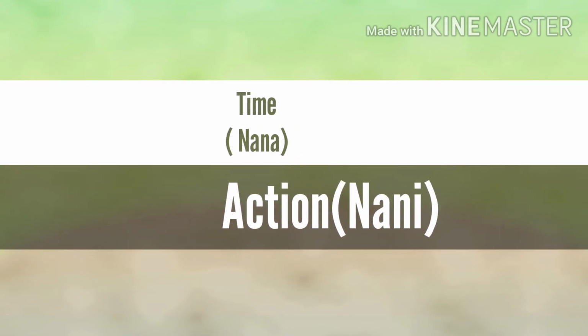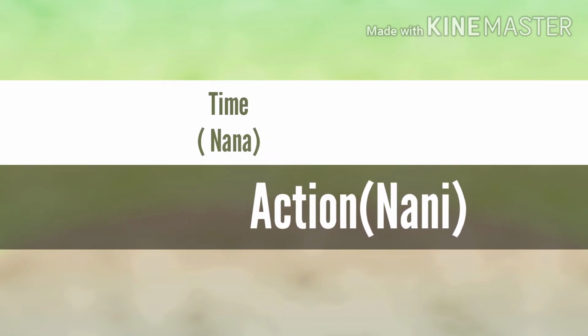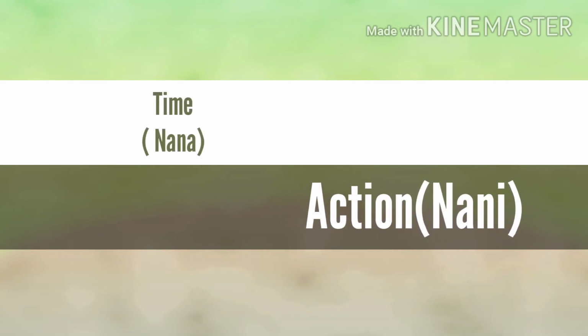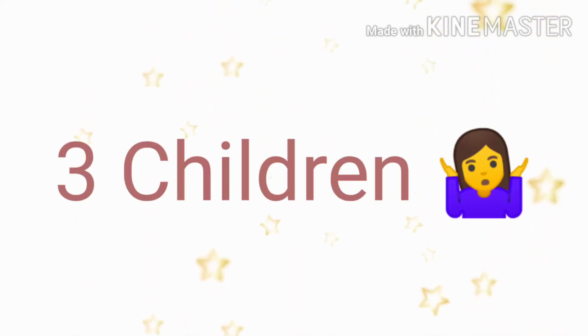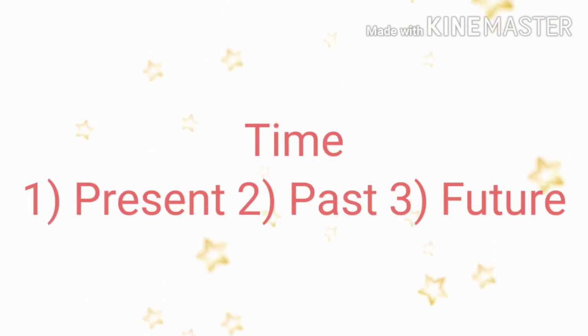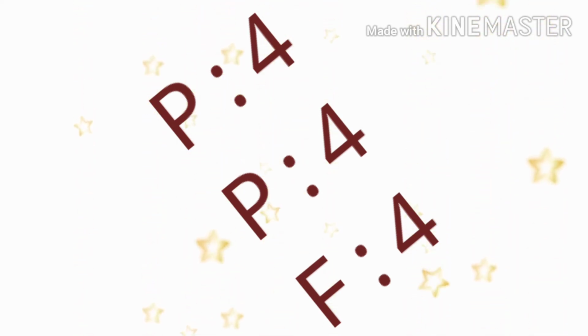Now I made something different over here. Think that time is your grandparents. Nana, nani, dada, dadi, it's up to you. It's time and action. They have 3 children, and the 3 children's names are present, past, and future. उन्हें भी बच्चे थे, राइट? तो प्रेजेंट को हुए 4 बच्चे, पास्ट को हुए 4, और फ्यूचर को हुए 4. ठीक है, it's easy to remember.